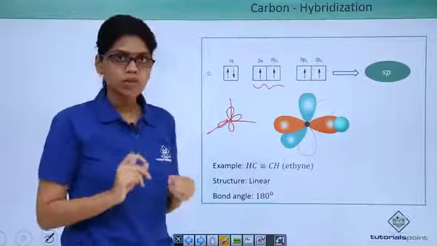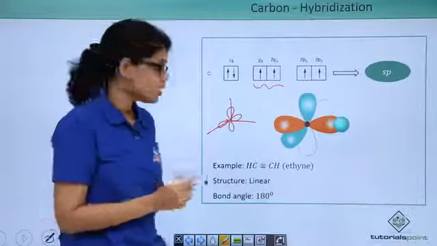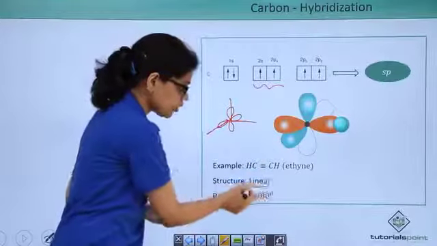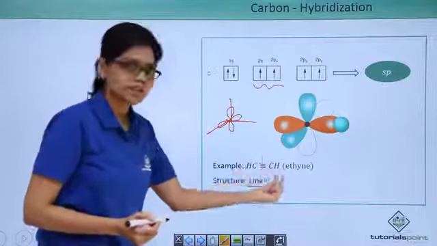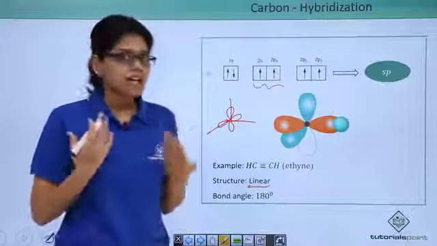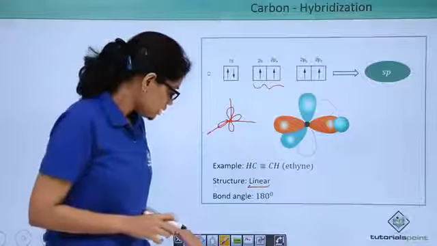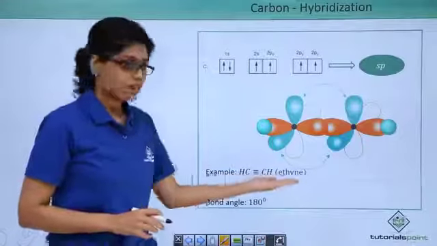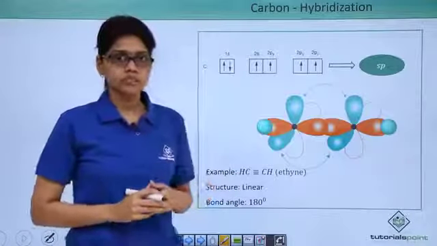Before that, we need to understand that here the overlap takes place linearly, such that the structure of a particular compound, for example acetylene, that is HC triple bond CH, which is ethyne, would be linear. What is the bond angle in a linear molecule? Obviously it is 180 degrees. Now to understand the hybrid orbitals of ethyne, HC triple bond CH, let us look at this particular figure.